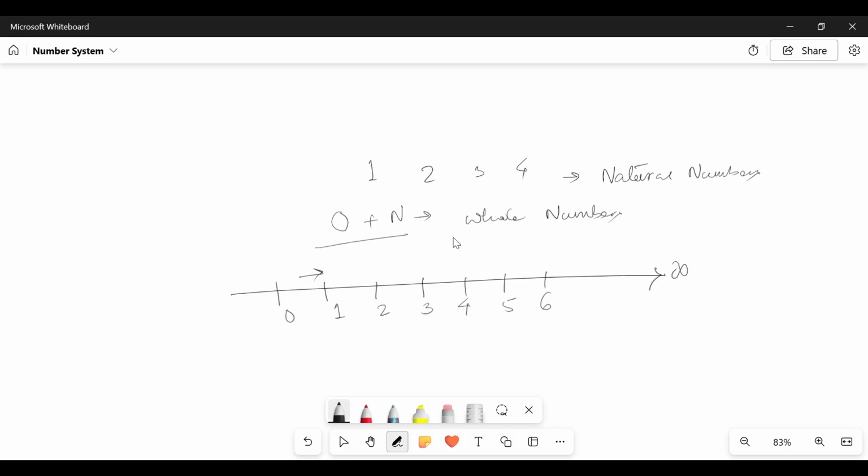Now there are also numbers which are mirror images of these numbers, and hence we can say these are the negative integers which replicate the entire behavior of these numbers but on the negative side. So for 1 we have -1, for 2 we have -2, and for 3 we have -3, and so on. Together, all this series of numbers that we see on a number line are called integers, and these integers are represented by the alphabet Z.